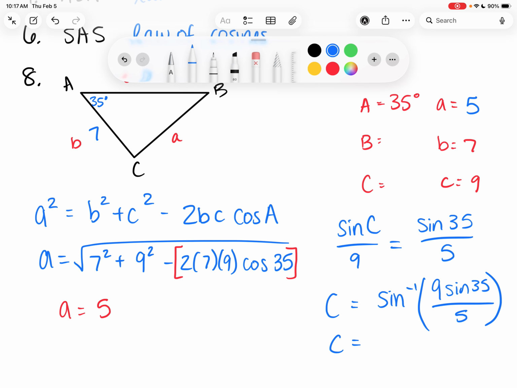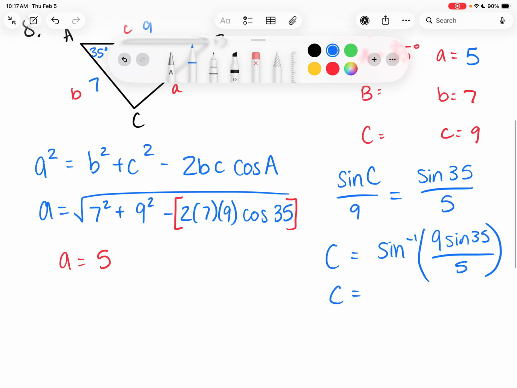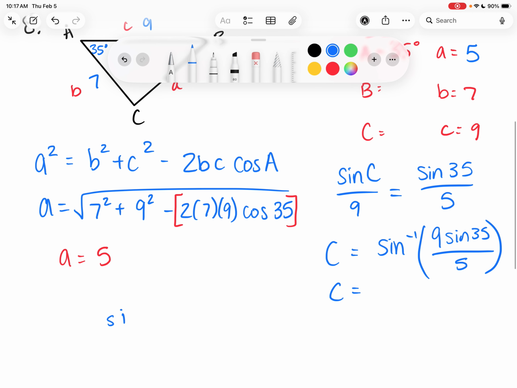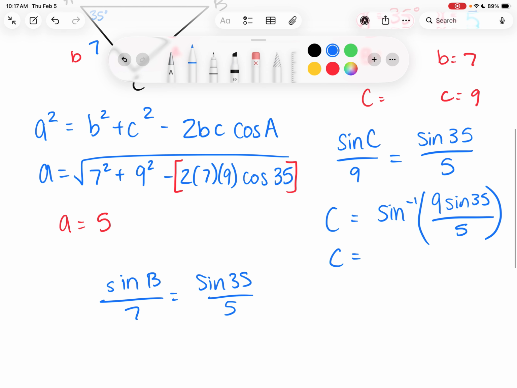Normally, this would work. I don't know what's going on. If that happens, then you're just going to have to go back and do B the other way. B is 51. So we would have to do like the sine of B over 7 is equal to the sine of 35 over 5. Do the same thing, but B is the inverse sine of 7 sine of 35 over 5. So if you get an error, check and make sure you did parentheses and everything correctly.